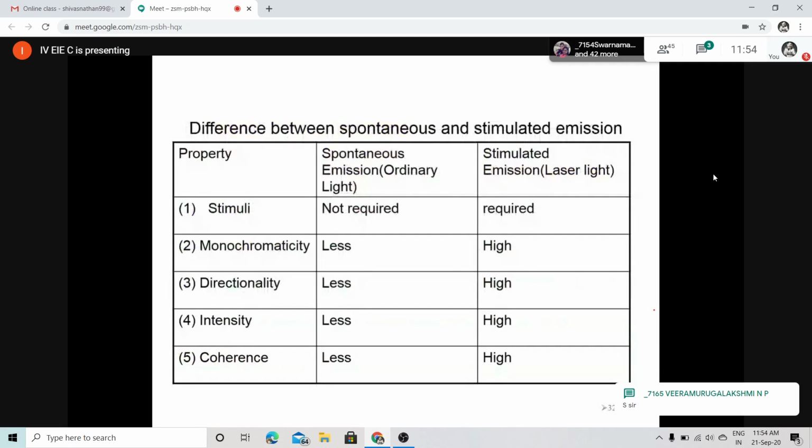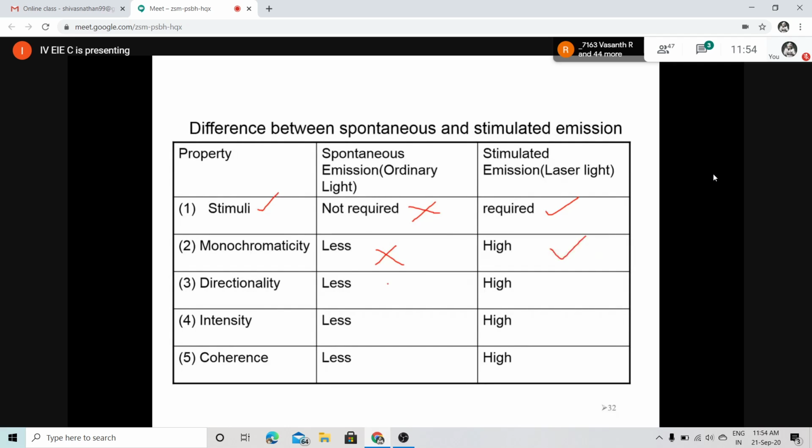Then we are going to find the difference between spontaneous and stimulated emission with respect to the characteristics of laser. The first property is the stimulus. We know that spontaneous emission doesn't require any stimulus to be produced, whereas stimulated emission requires a stimulus. Monochromaticity is less in one, whereas here it is high. Directionality is less, whereas it is high here. Intensity is less, it is high here. Coherence is less, again it is high here.